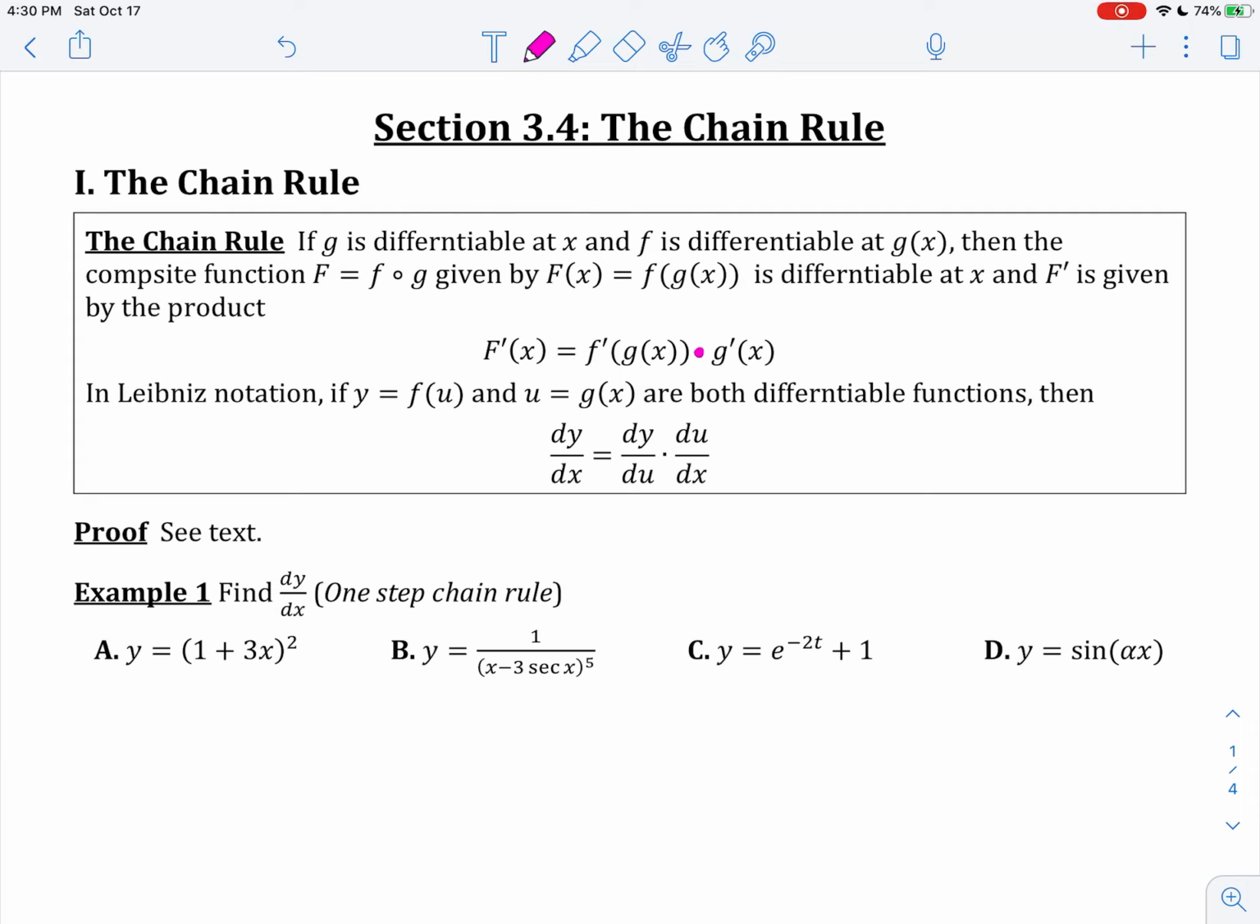And here's our product. If we've got f of g of x, your f becomes your outside function. And notice that the derivative here is going to be the derivative of the outside, evaluated at the inside function, but then we're going to multiply by the derivative of the inside function.